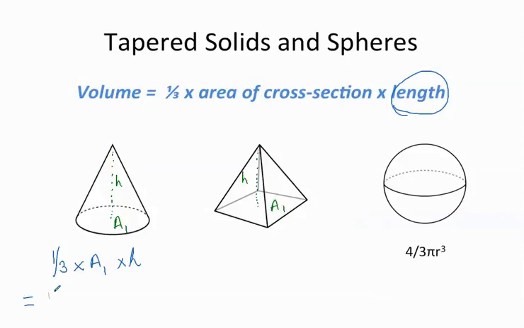So this is going to be a third multiplied by pi r squared, which is the area of that circle or the base of that cone, multiplied by the height. And similar here in this square-based pyramid, we'll work out the area of that square, which is s squared. So it's going to be a third multiplied by A1, which is the area of that cross section, multiplied by the height. This is going to be a third, so s squared multiplied by the height.